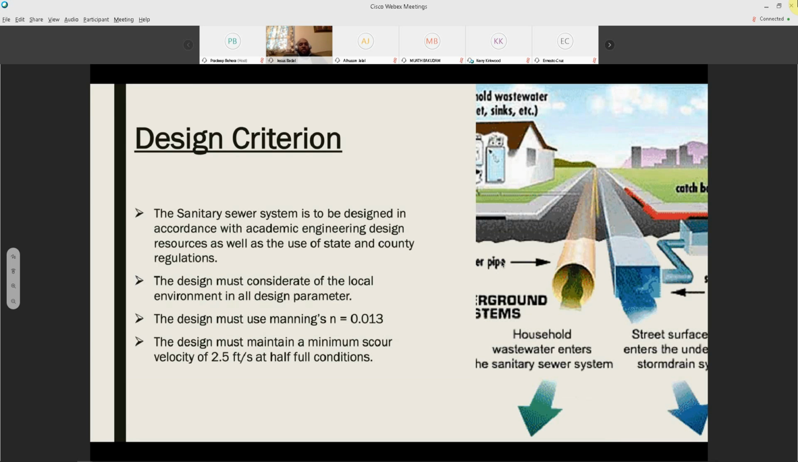So the criteria for this design is the sewer must be designed in accordance with the academic engineering design resources that we are given, which is what we are taught here at UDC, as well as the state and county regulations. The design must consider all the local environment as the design parameters. Must be designed using Manning's n number 0.013, which is according to Montgomery County Code. Design must maintain a minimum scour velocity of 2.5 feet per second at half full condition.